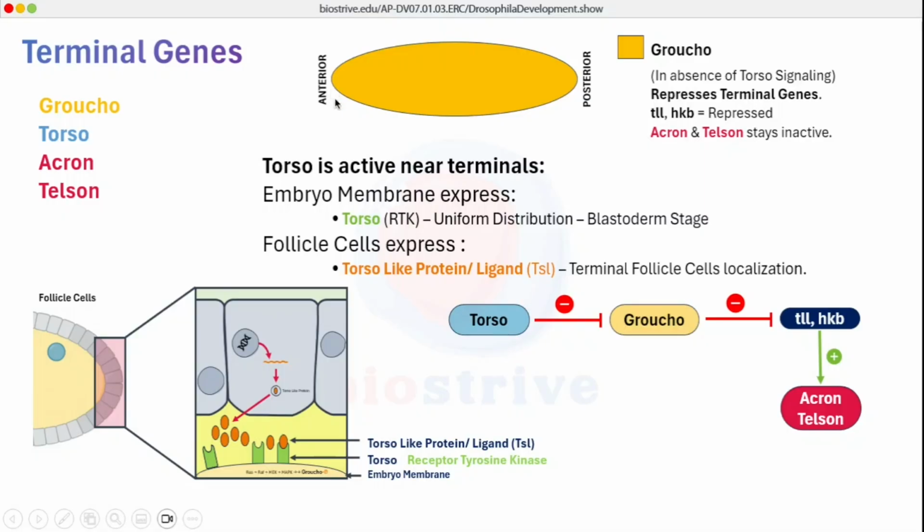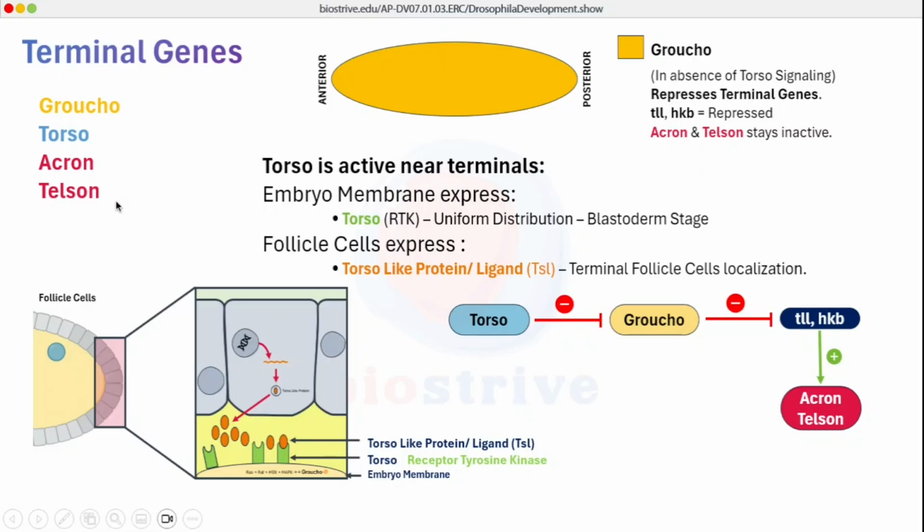There is a uniform distribution of one protein, which is Groucho, and the role of Groucho is to repress the terminal genes. It will repress tailless, it will repress Huckebein, and these tailless and Huckebein are required for the activation of acron and telson. So we can say that Groucho will indirectly inhibit acron and telson. So wherever there is Groucho, there cannot be acron, there cannot be telson present in that particular area. If we have Groucho uniformly distributed, there is absence of acron and telson all along.